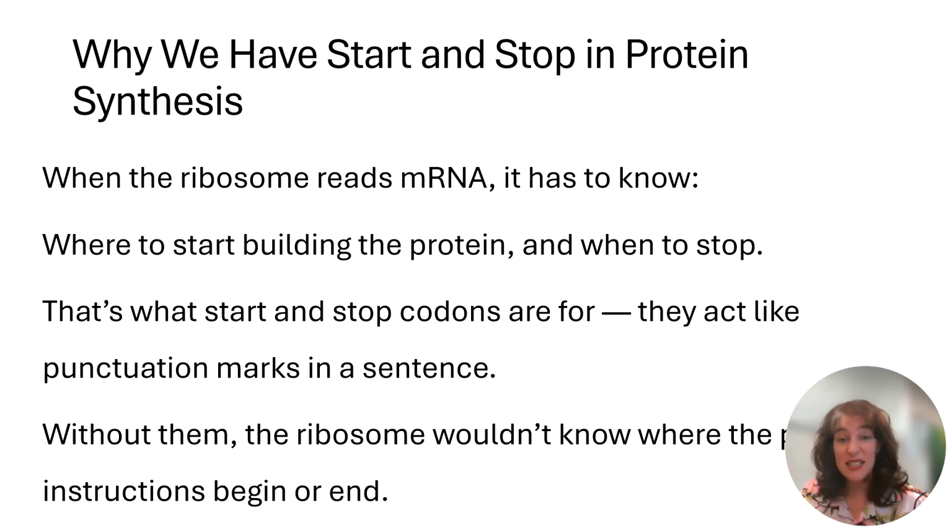So we want to have a start and a stop. So your start and stop codons, they act like punctuation marks in a sentence. So a capital letter tells you, oh, the sentence has started, and a period or an exclamation, they're going to tell you that the sentence has ended. So without it, the ribosome, it's not thinking, it doesn't have a brain. Your ribosome wouldn't know where to begin or end its instructions.